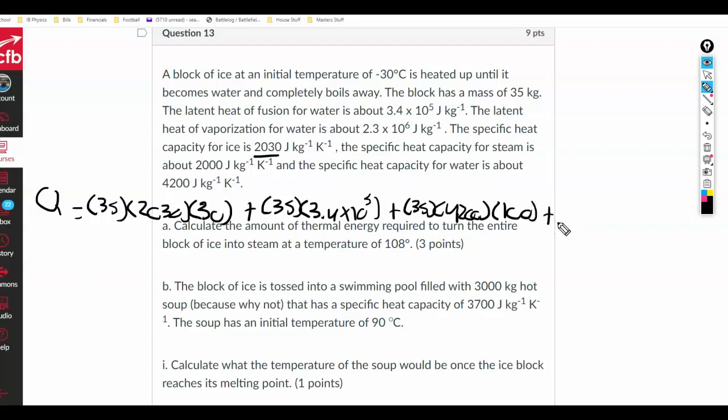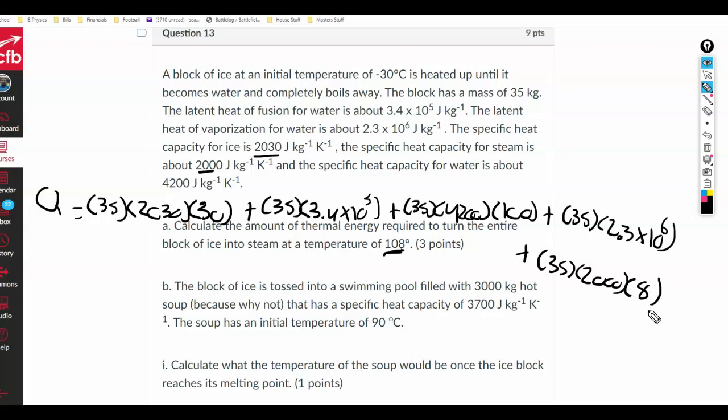Once we get it there, we need to phase change it into steam. That's going to be 35 times the latent heat of vaporization. And then once you turn it into steam, we need to temperature change it from 100 degrees Celsius to 108 degrees Celsius. So we have different terms in this problem. Specific heat capacity of steam is 2000. And then the delta T is going to be 108 minus 100, which is just 8.